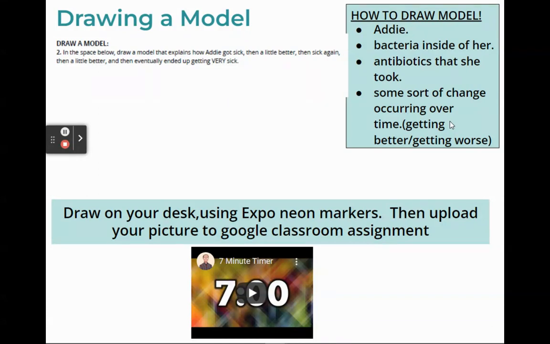What I want you to include in your model is Addie, bacteria maybe getting inside of her, antibiotics that she took, and some sort of change occurring over time, getting better or getting worse. So think about this timeline, and I just basically want you to draw images to reflect this timeline, to reflect Addie's story. And this is just some things that I want you to include.